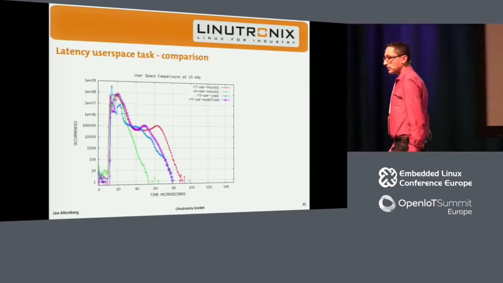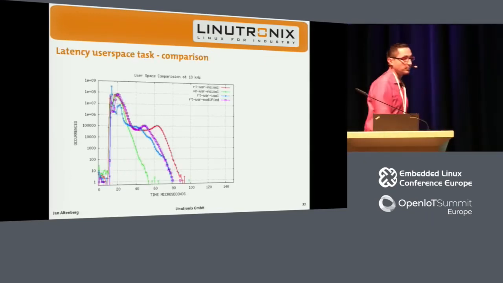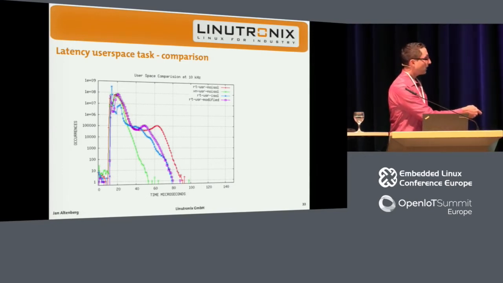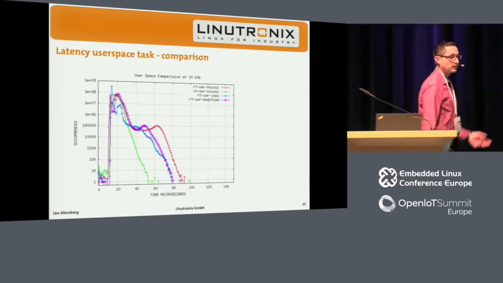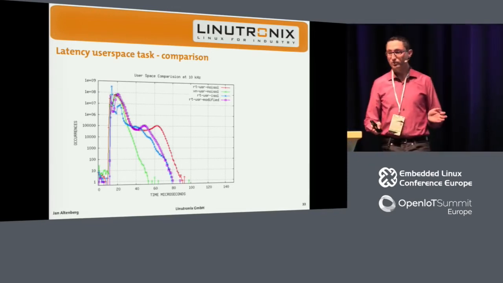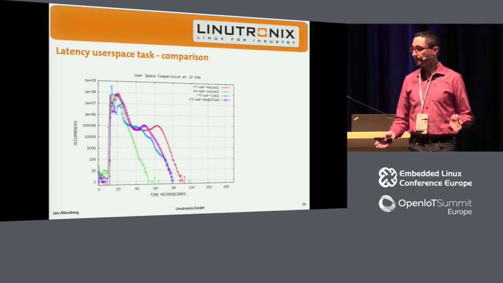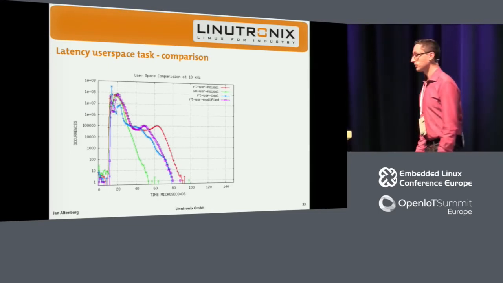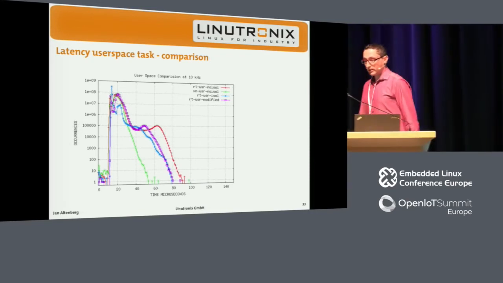So we got this comparison. I think the most important graphs are these two right here, the green one and the red one. The red one is just PreemptRT without any special configuration, and the green one is Xenomai without any special optimizations. You can see the latency we got for the user space task was pretty much the same, which is actually pretty cool when we compare a dual kernel and a single kernel approach.